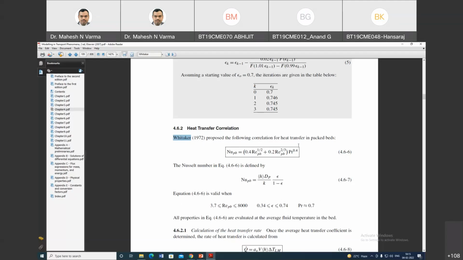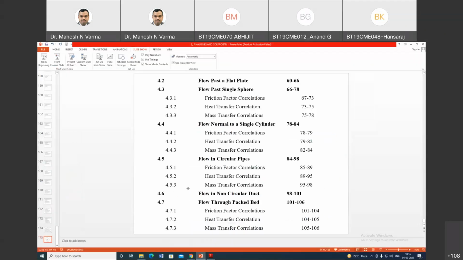The limitation starts from which system it is applied for. What is the range of Reynolds number? What is the range of Prandtl number for heat transfer? For momentum transfer, what is the range of Reynolds number? For mass transfer, what is the range of Reynolds number, and what is the range of Schmidt number? So this is a brief about these engineering correlations. Hope this is clear to you. Anybody has any doubt over this?